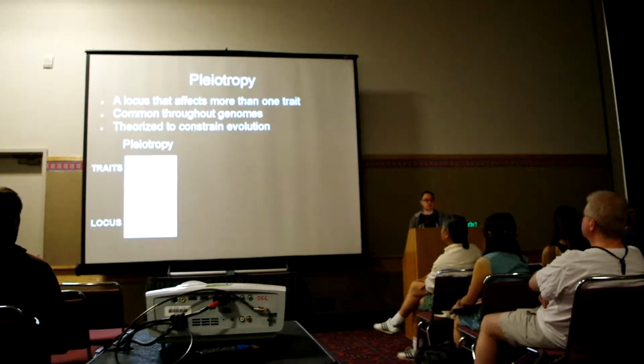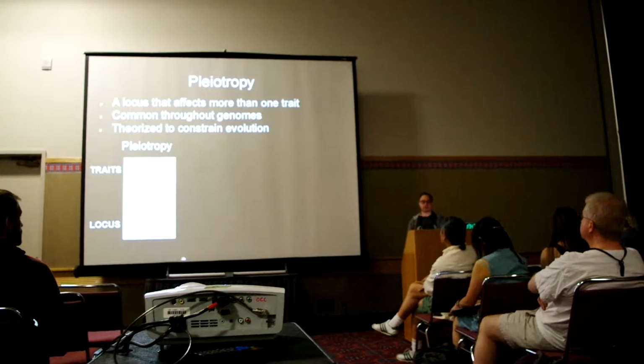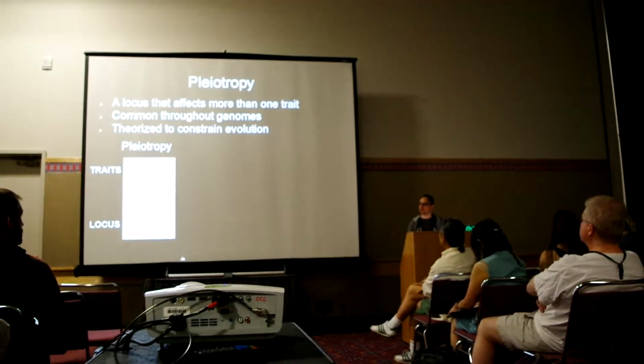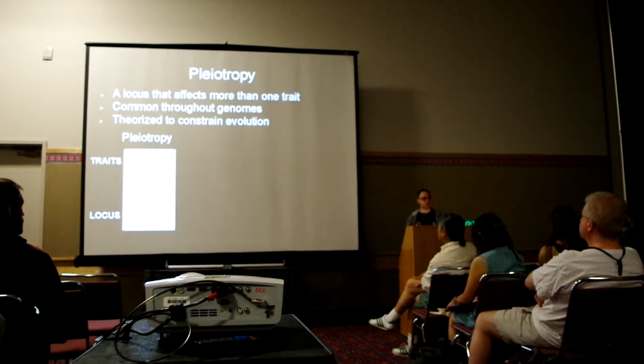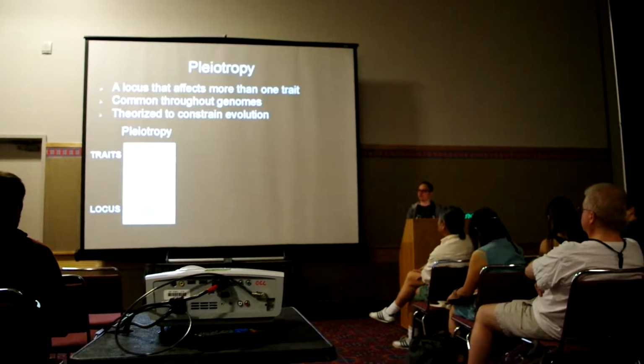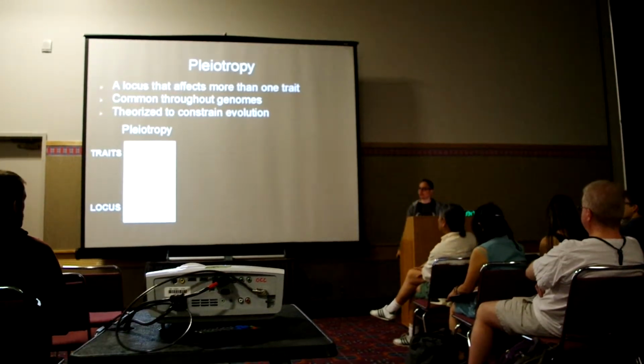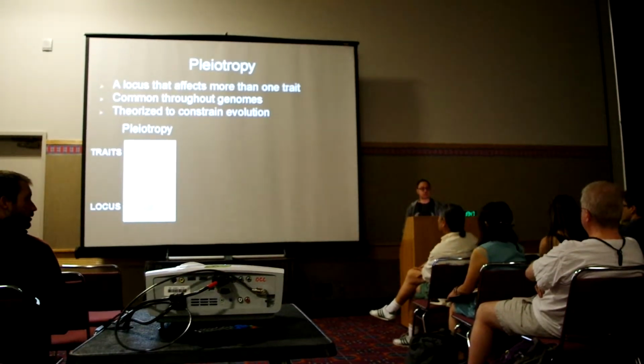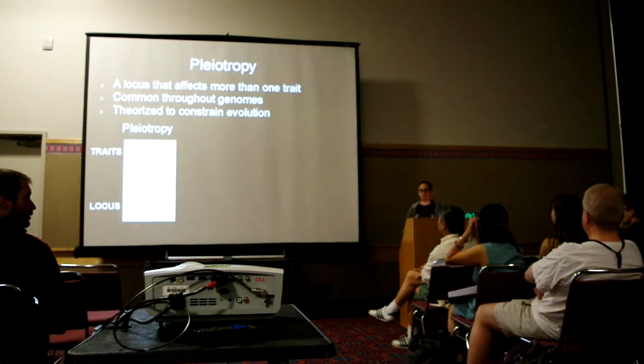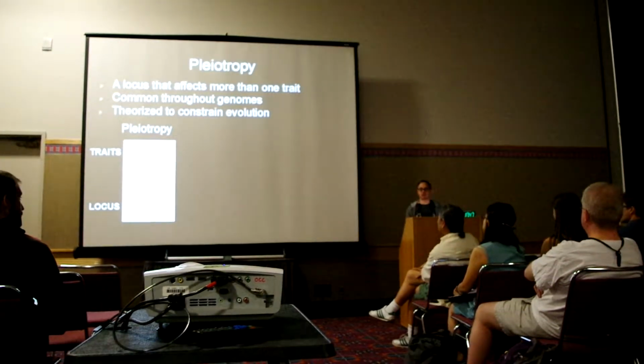It is important because pleiotropy is thought to be very common throughout genomes, with most genes having some degree of pleiotropy, and also because many traits are thought to be constrained by pleiotropy by being connected to other traits.